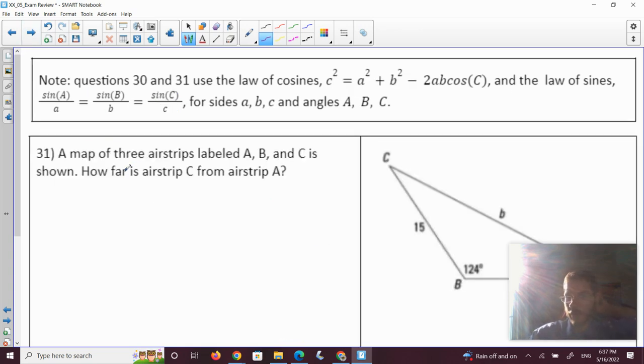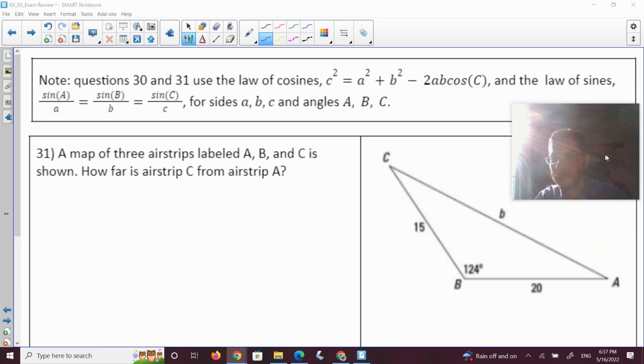So last one. So again, we got to choose between which of these we want to do. I got to move myself out of the way a little bit. There we go. So what we're going to do is use either the law of cosines or the law of sines. So in this case, the map of 3 airstrips A, B, and C is shown. How far is airstrip C from airstrip A? So we're trying to figure out this right here.